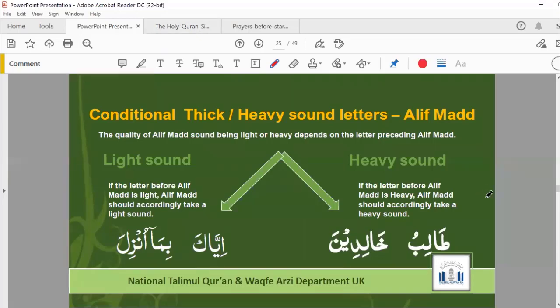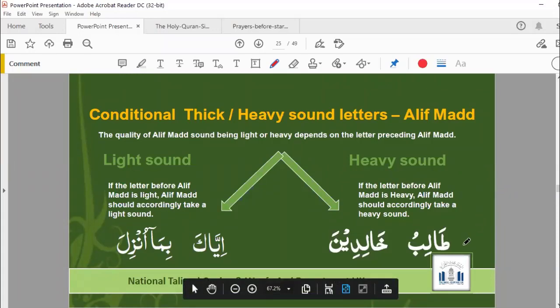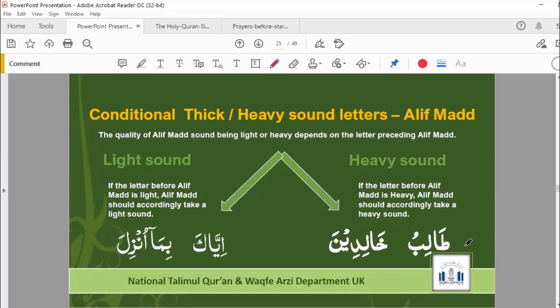So this is alif mud, which is talking about the conditional thick and heavy sound letters. The quality of alif mud sound being light or heavy depends on the letter preceding alif. So if there is a fatha on the preceding letter, then that's a thick sound.